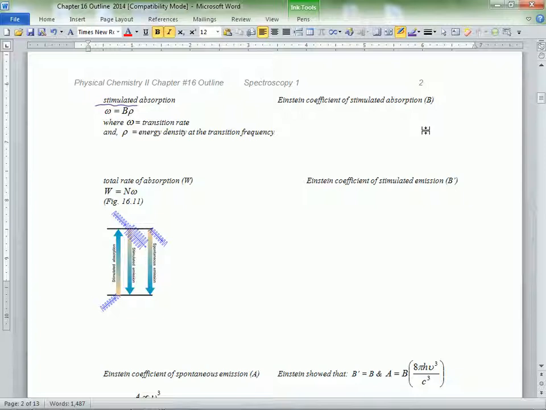So stimulated absorption. Nothing's changed. It's absorption. But we're supposed to call it what? Absorption? Okay, now you're doing P-chem. The transition rate. Einstein got his mitts into this, right? For one molecule, what's its transition rate in going from the ground state to that first excited state, E0 to E1? That's omega.